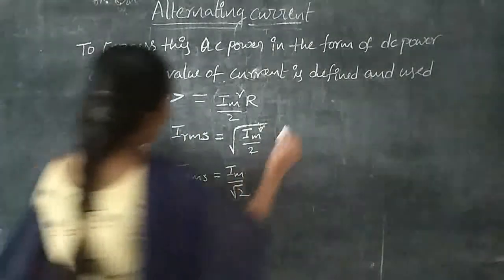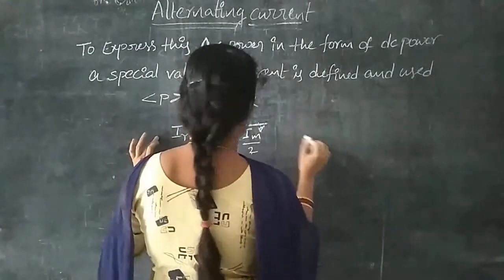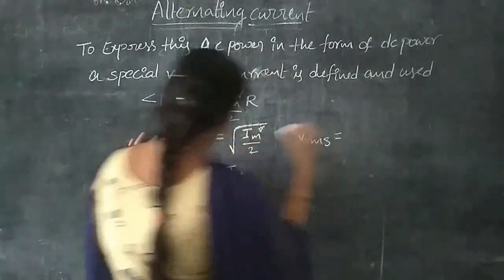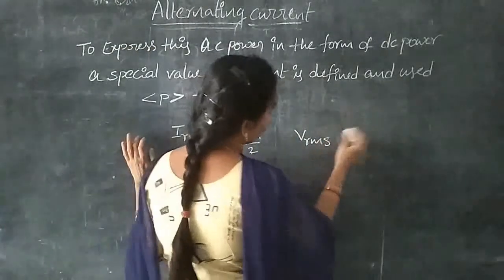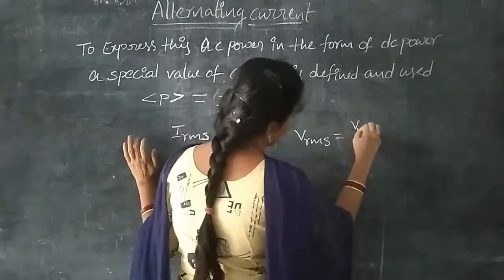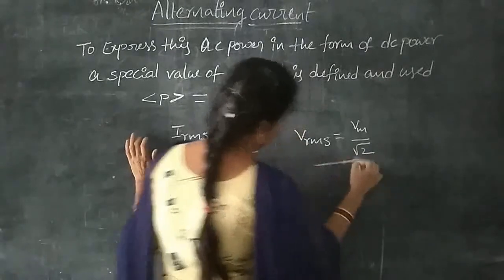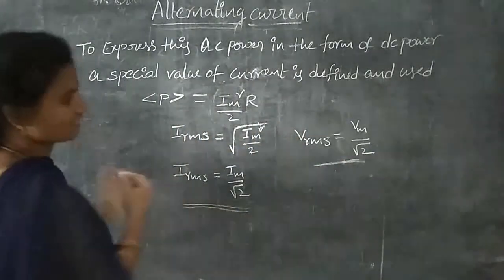In the same way, what is voltage? VRMS also can be written as Vm by root 2. This is the voltage and this is the current.